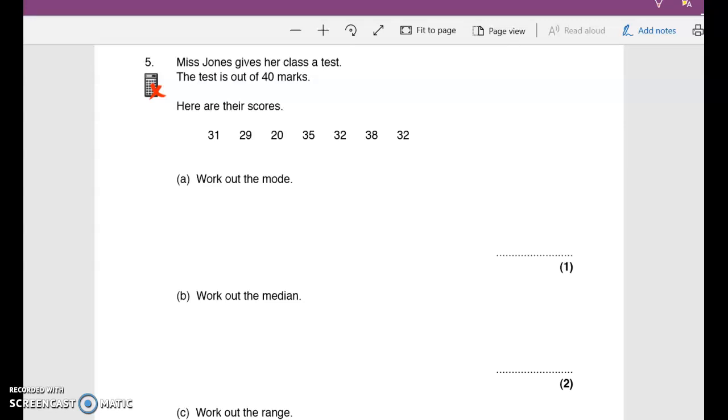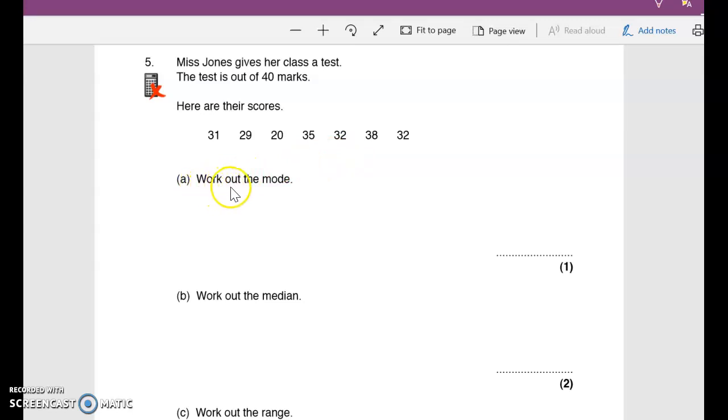So here we have a non-calculator question. It's Mrs. Jones' class test and they were out of 40. So you can see there were 1, 2, 3, 4, 5, 6, 7 people taking this test. So here we have their results.